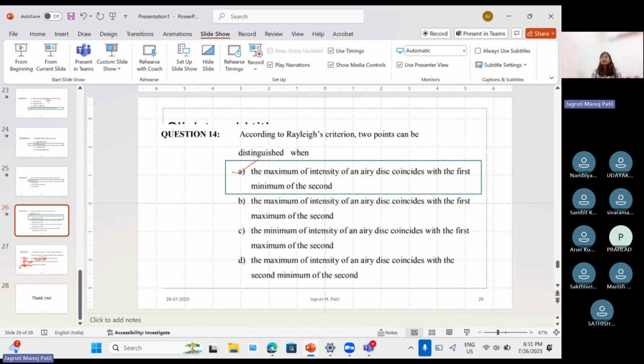Yes. So you understand this as defining resolution. You're trying to differentiate between the two points. When you have the first minima and the second maximum, that's when you'll get a maximum intensity in between the disk. That's your first interference. So that is where you get maximum intensity, and you can distinguish the two points there. Okay.